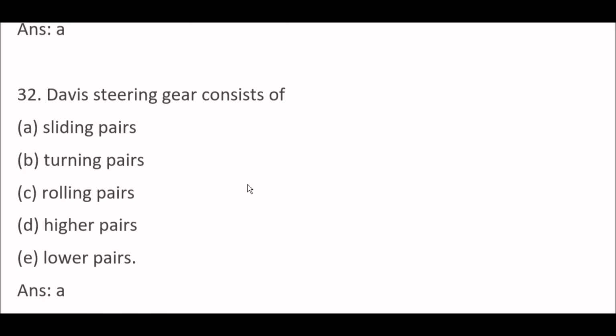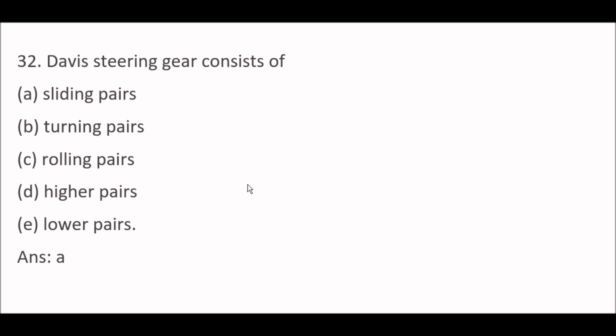Next question. Davis steering gears consist of: option A, sliding pairs; option B, turning pairs; option C, rolling pairs; option D, higher pairs; and option E, lower pairs. Right answer is option A, sliding pairs. Davis steering gear consists of sliding pairs.